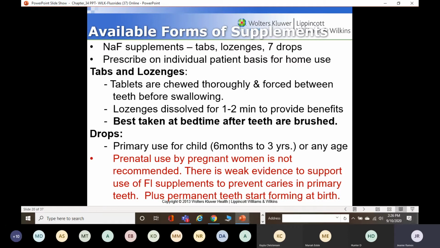drops, primary use for a child 6 months to 3 years of age or any age. Prenatal use by pregnant women is not recommended. There's weak evidence to support the use of fluoride supplements to prevent caries in primary teeth. Very weak evidence. And plus, as we said before, the permanent teeth start mineralizing and forming at birth. So they're just taking supplements to take supplements, and it's a moot point.